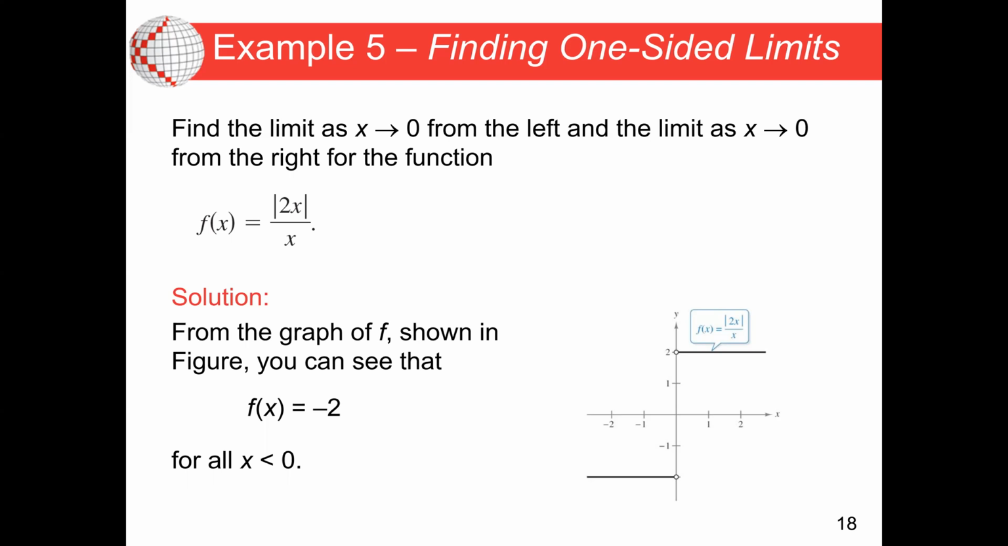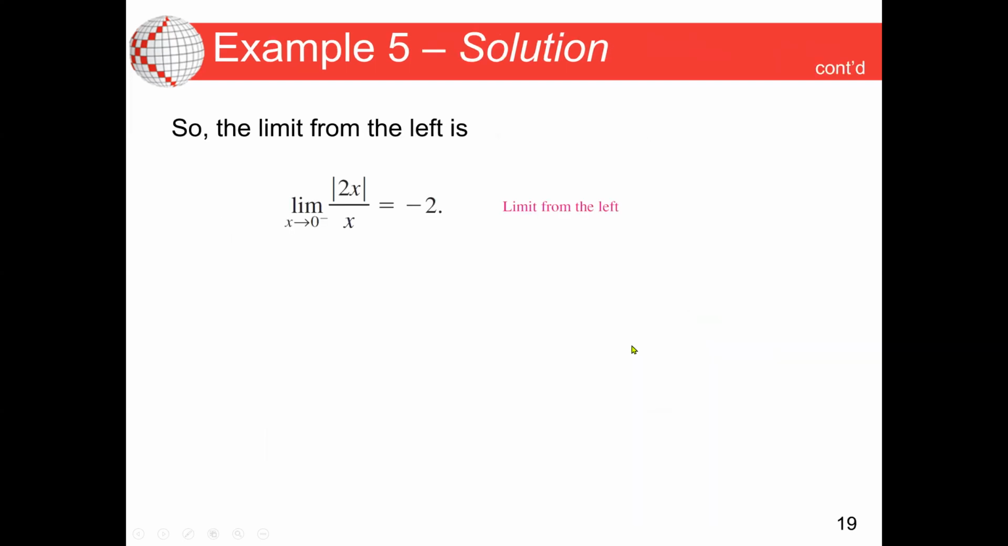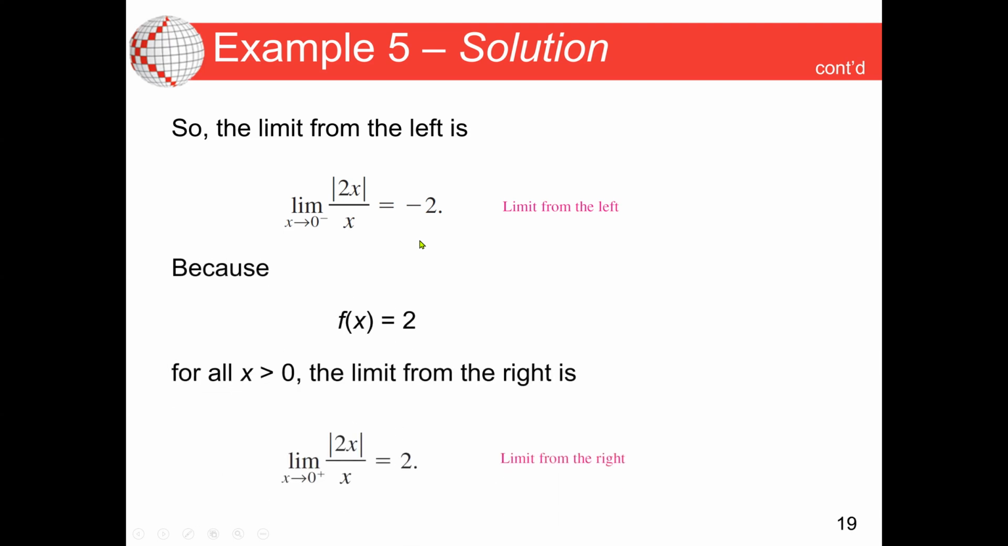So that's why we have the open circle. From the graph of f shown in the figure, we can see that f(x) is equal to negative 2 for all x less than 0, always. So that's why we have the horizontal lines. Since from the left we have 2x over x, remember, from the left means negative, so this x can be any negative value. So the answer will be negative 2. Now from the right, x has to be a positive value, so the answer will be positive 2.